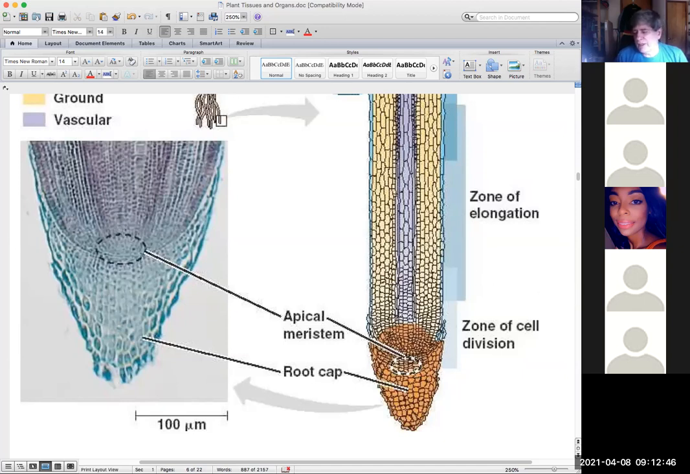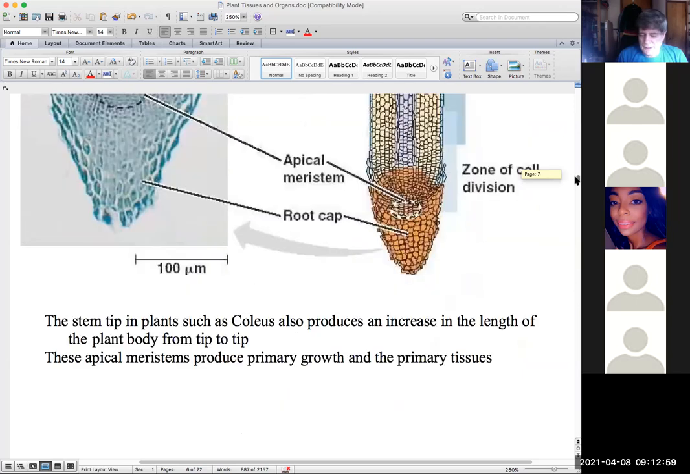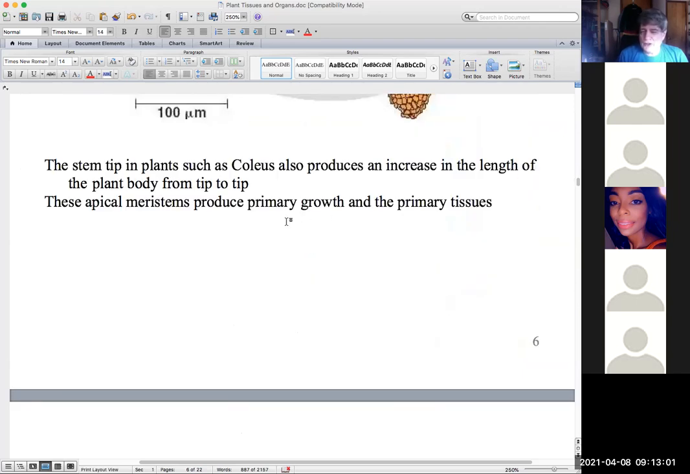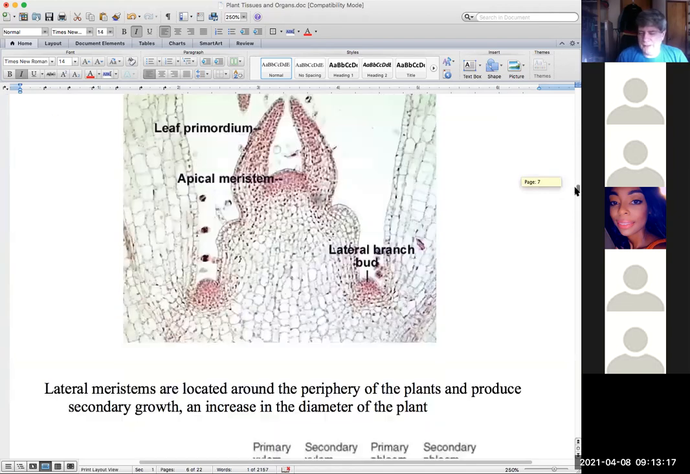Water is usually replenished on a pretty regular basis, so the roots don't have to grow too much to give the plant access to more water. So the apical meristem on the root is crucial. We can also look at the stem tip in a plant like Coleus, and I forgot to italicize the genus name. And this also produces an increase in the length of the plant.